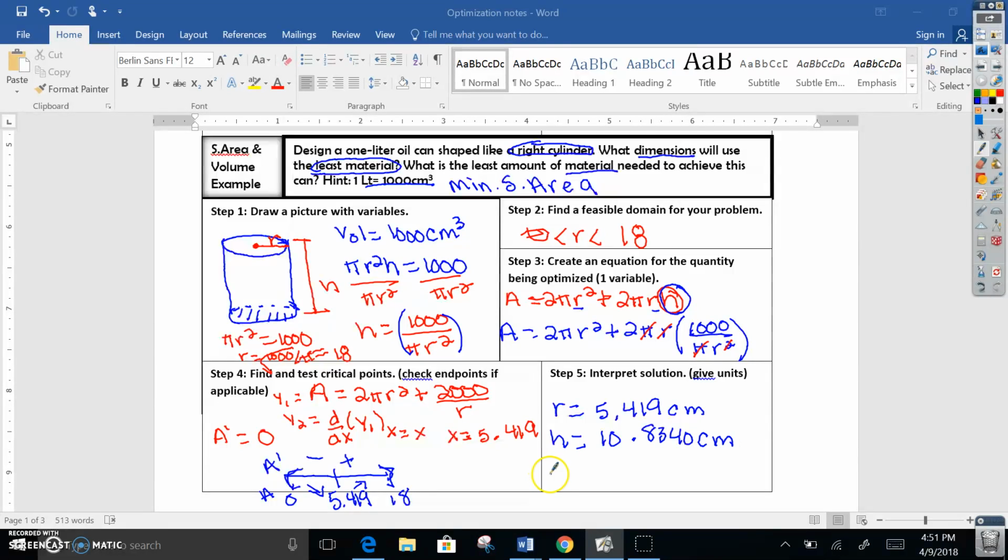And then the last question is, what is the actual material, the surface area? And of course, you can either plug the r into the equation that only has r's, or you can put the r and the h into the one that had r and h. It doesn't really matter. I'm going to go ahead and pause and figure that out real quick and come back with an answer. Okay, so I typed this into a calculator, and if I did everything correctly, this is my surface area that I come up with.